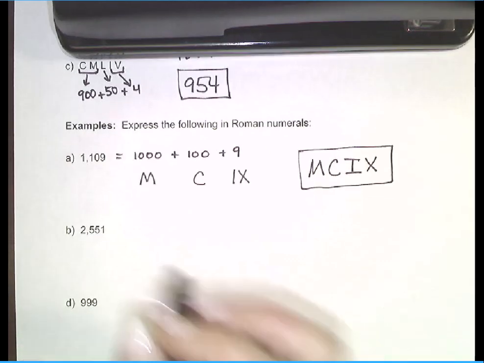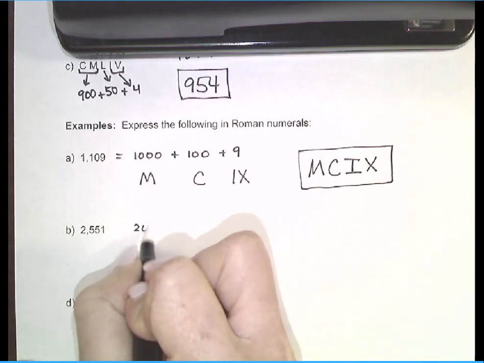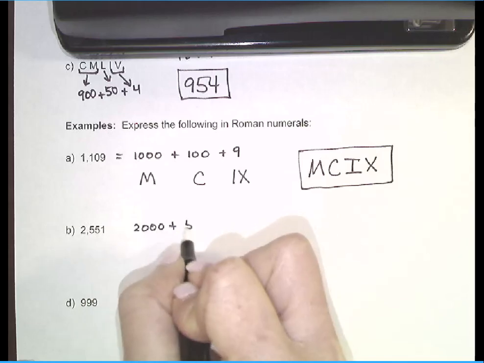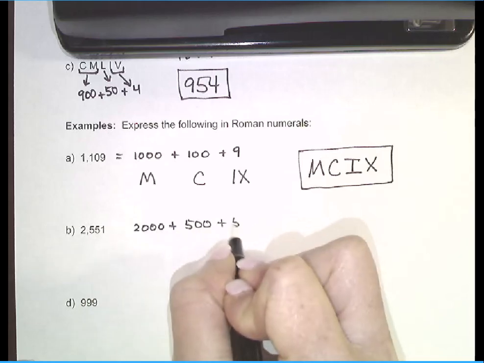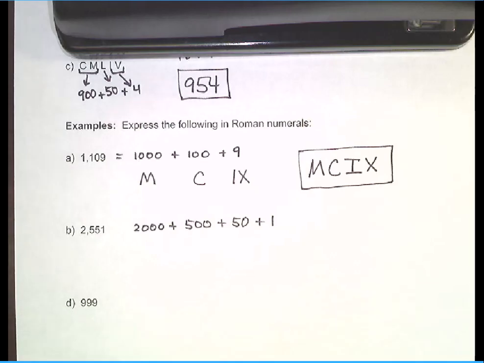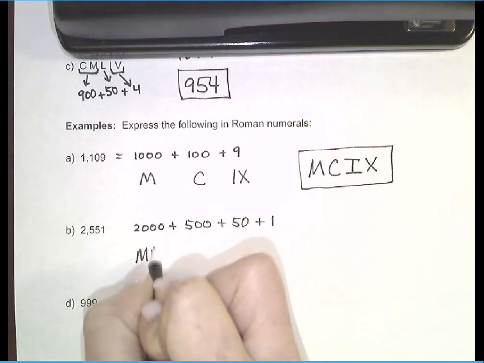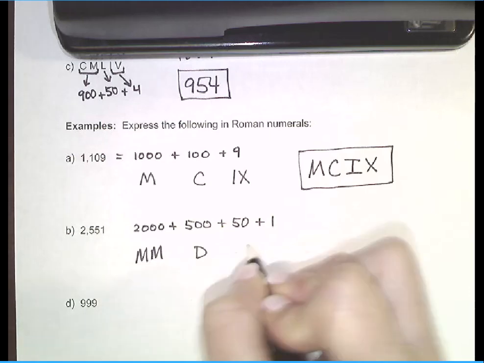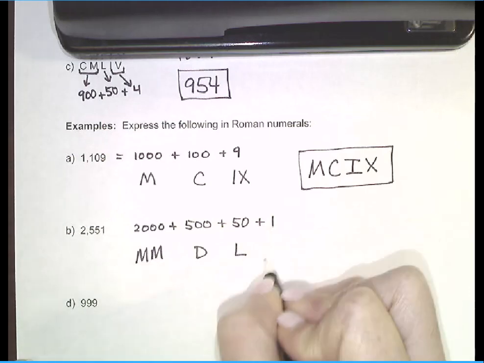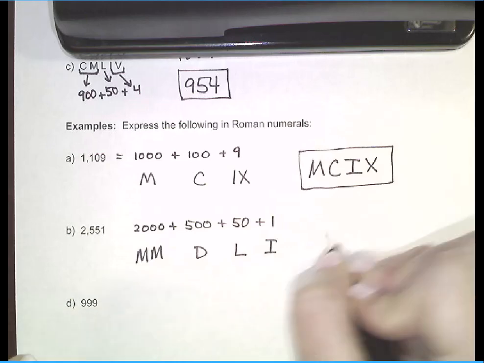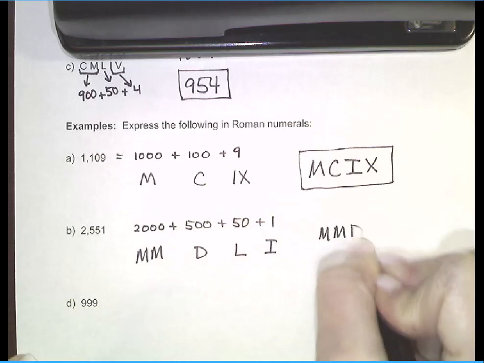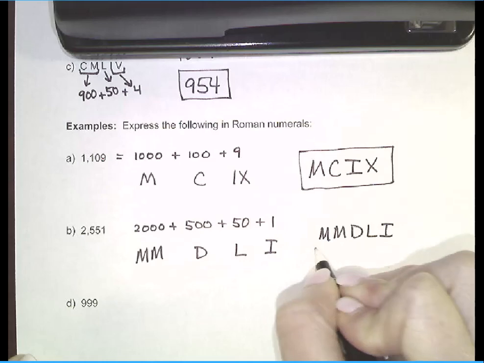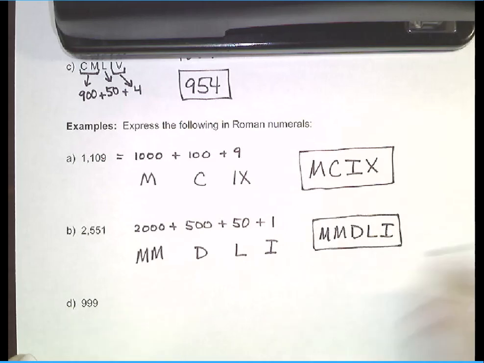For 2,551, that's 2,000 plus 500 plus 50 plus 1, right? 2,000 is MM, 500 is D, 50 is L, and the 1 is just an I. So M, M, D, L, I. Try one more.